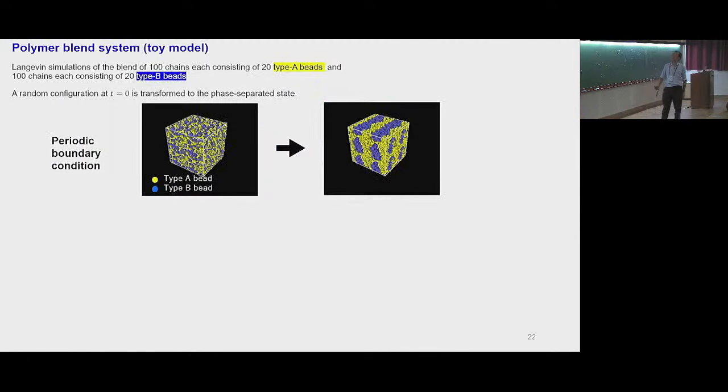We can show this by using a toy model for the polymer blend system. So here, 100 chains, and each chain consists of 20 type A beads, and 100 other chains consisting of 20 type B beads are mixed in a periodic box. And starting from the random configuration, it shows phase separation, laminar-like phase separation.